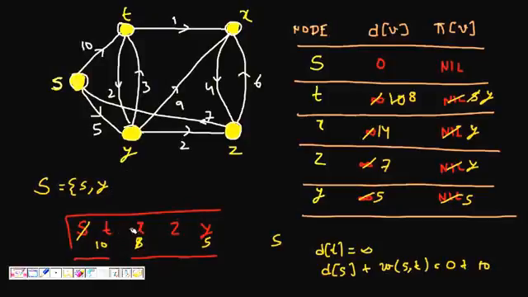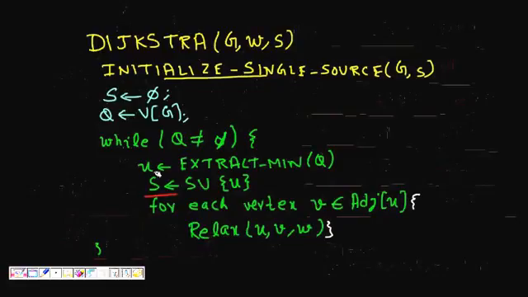So let's see now. y has come out, we have t, now it is 8, x is 14 and z is 7. So which is the minimum? Now z is the minimum, so we extract z and have it in S. From z I can go to s, I can go to x. These are the two nodes. Let's try to see this case.